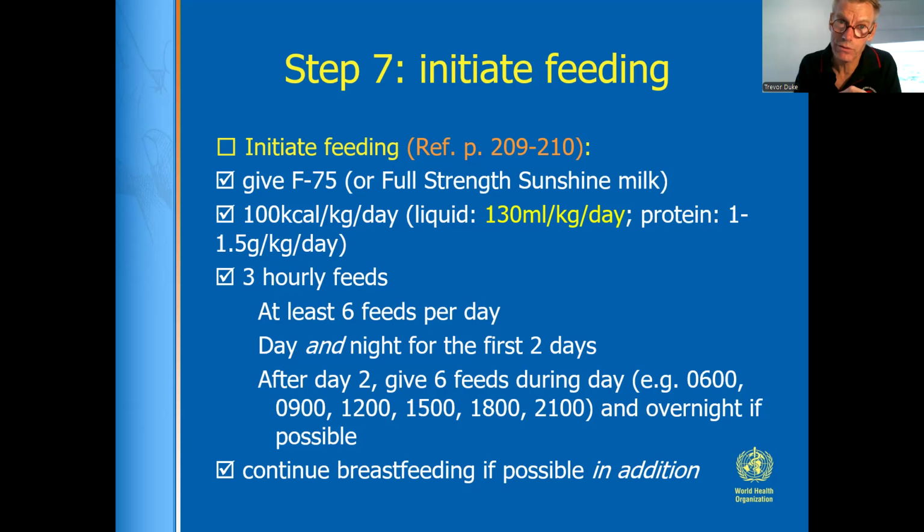The ideal thing is giving 100 kilocalories per kilogram per day. You can look up the volumes and whatever in the Pocketbook of Hospital Care for Children for your child, but usually it's 130 mils per kilo per day, and that provides enough protein for the child in the early stages. F75 has a lower caloric and a lower protein intake than F100, which is the feed that the child gets started on after usually about a week after they've stabilized. Then they should be on F100, and that has a higher protein, higher calorie, higher energy intake.